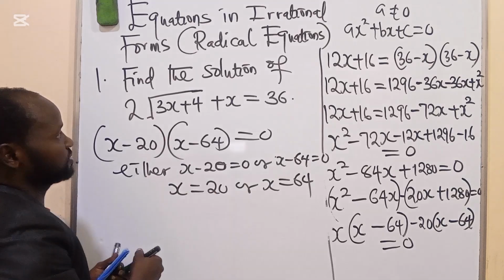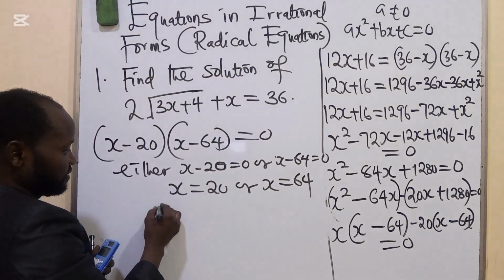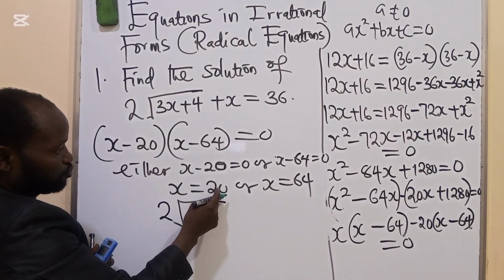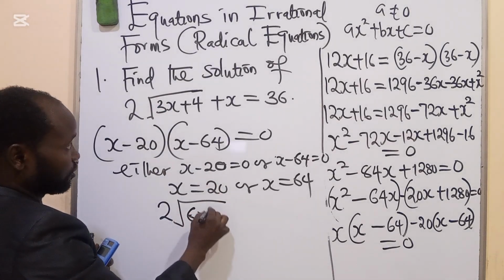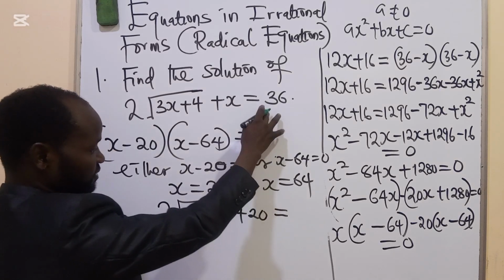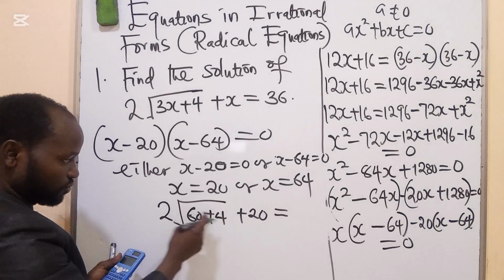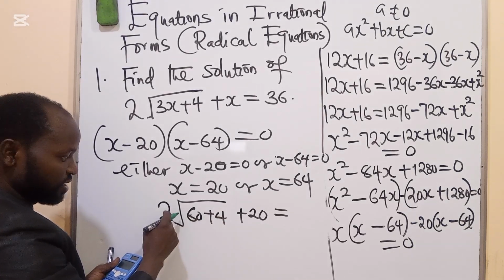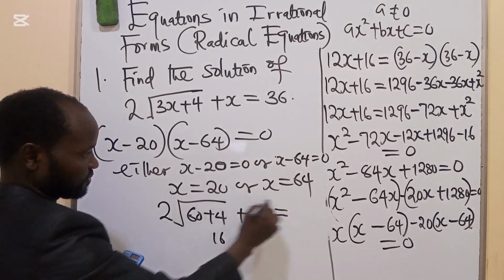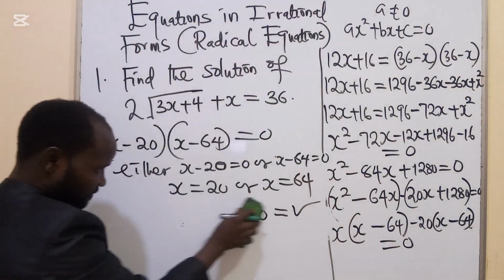Let's plug in 20. When x is 20, will this equal 36? Let's see. This will be 2 root of 3 times 20, that's 60, plus 4, plus 20. Is it equal to 36? Let's see. 60 plus 4, that's 64. Root 64 is what? 8. 8 times 2, 16. Plus 20 is 36. Yes, correct. So, when x is 20, it will satisfy this equation.